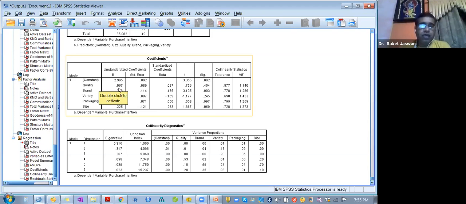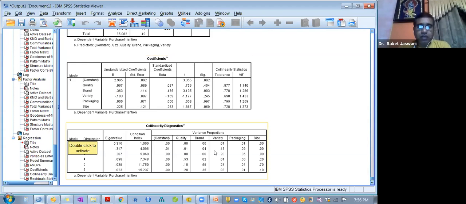So we take the beta coefficient of the variable that comes out significant. So brand is the one coming out significant, so we will consider only this. It means if you increase 1 unit of brand, 0.363 units of purchase intention will increase, right? This is the interpretation of this.